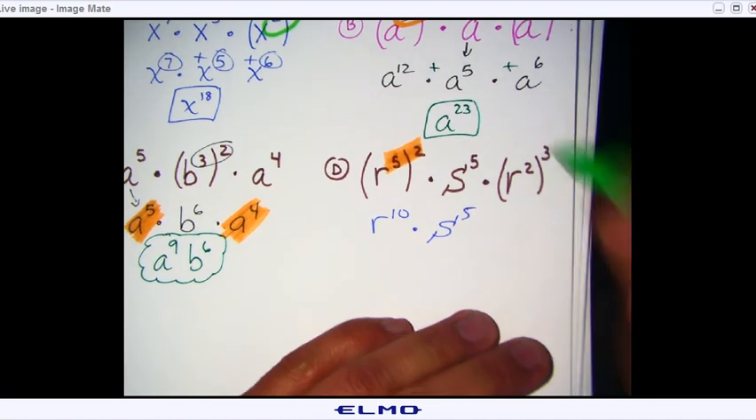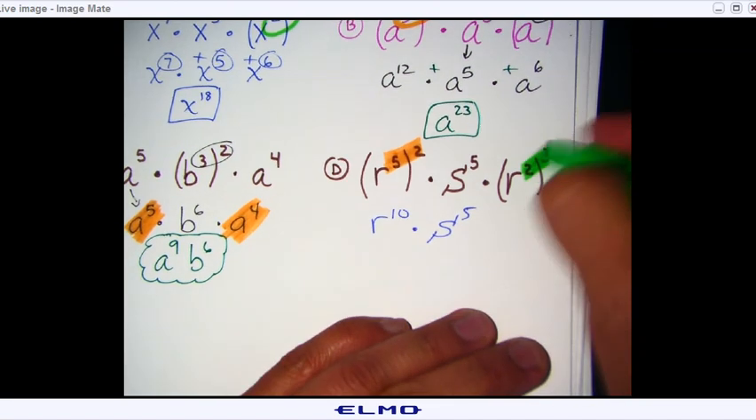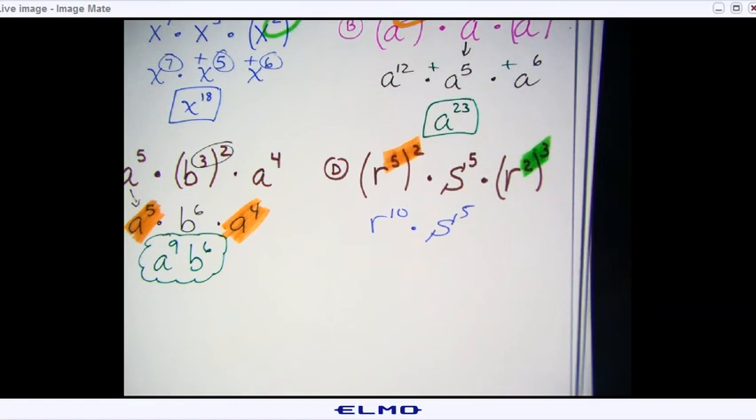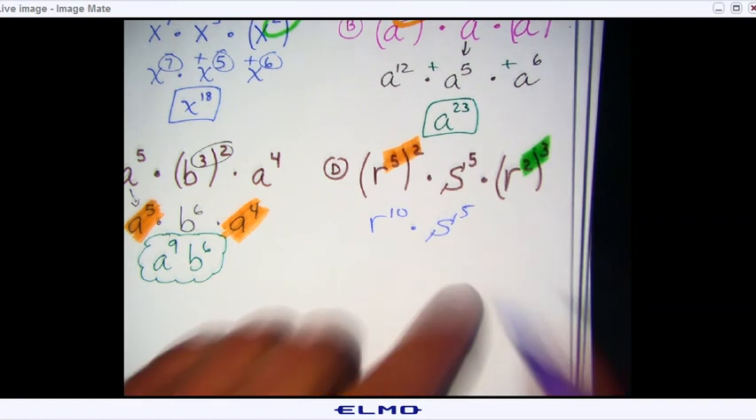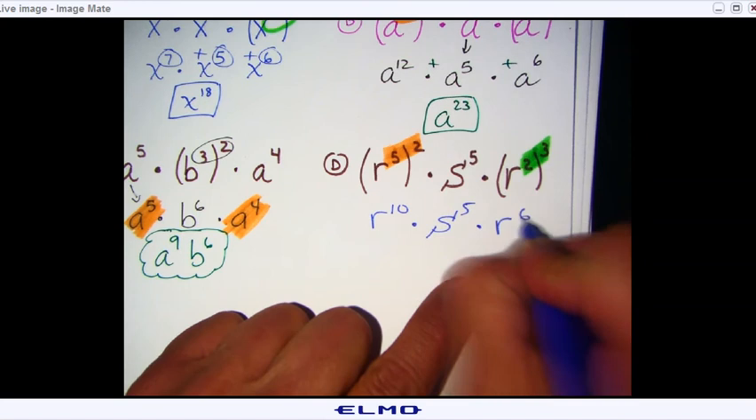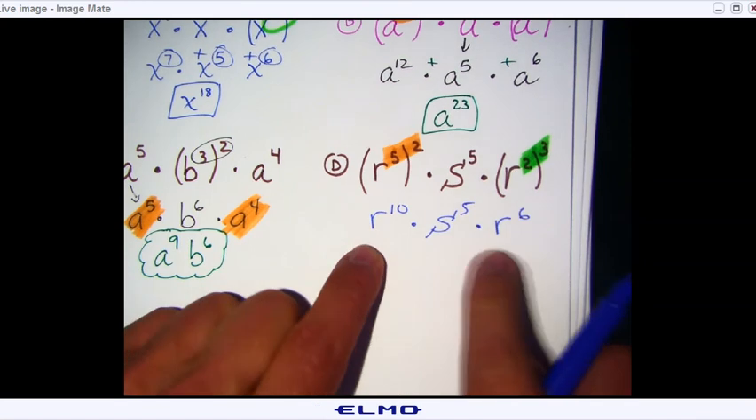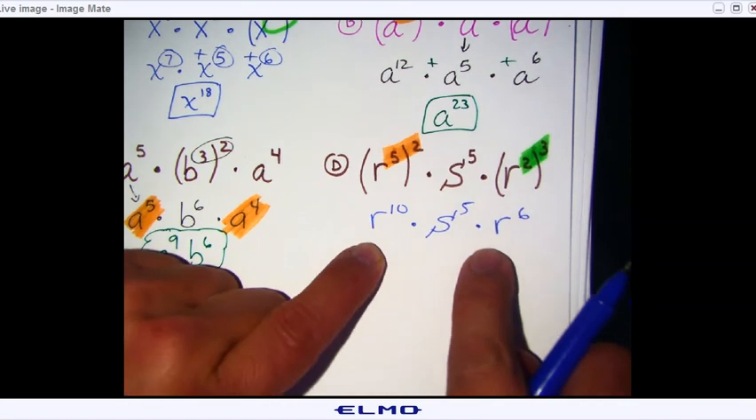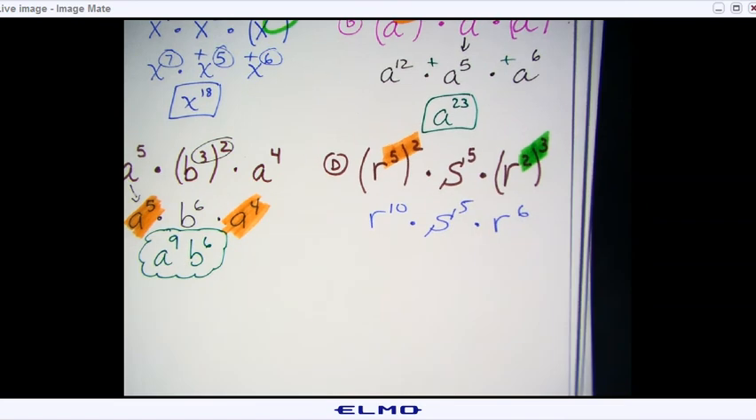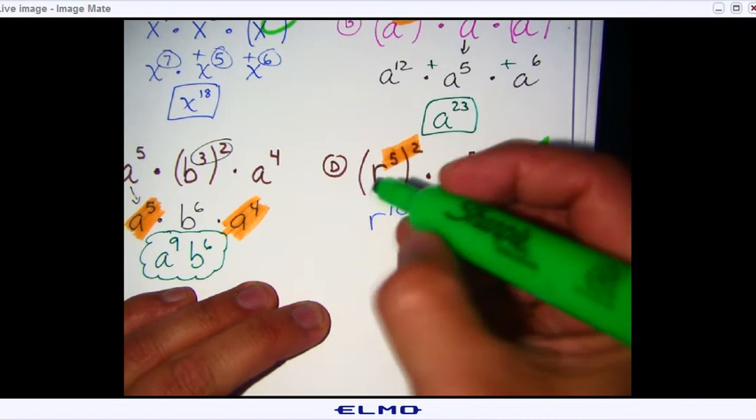Let's see. Another person. Desiree. R to the what? R to the 6. You see that? Now don't mix them up, all right? Even though it's called mix it up, the R's, you stay with the R's, okay? So the R's with the R, okay?